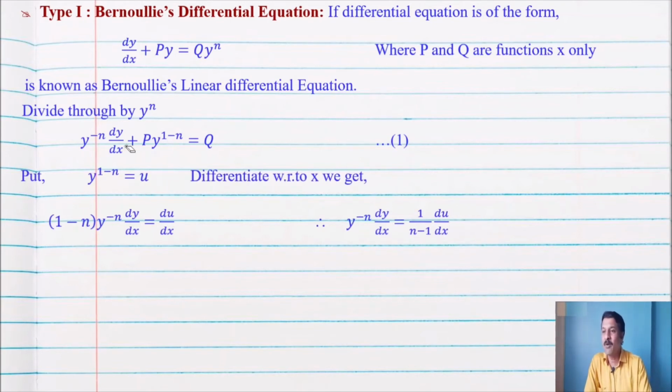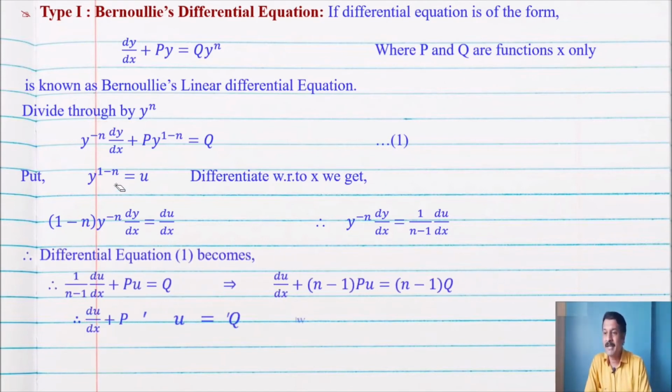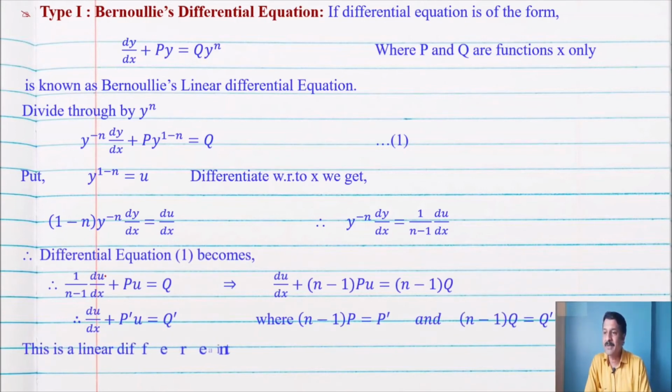So differentiate, I want here dy by dx. Therefore differentiate with respect to x. So I am getting 1 minus n y raised to minus n dy by dx equal to du by dx. You observe here y raised to minus n dy by dx is present. That is why the value of y raised to minus n dy by dx equals 1 upon n minus 1 du by dx. So substitute this in equation 1. So this equation 1 becomes 1 upon n minus 1 du by dx plus p into u equal to q.